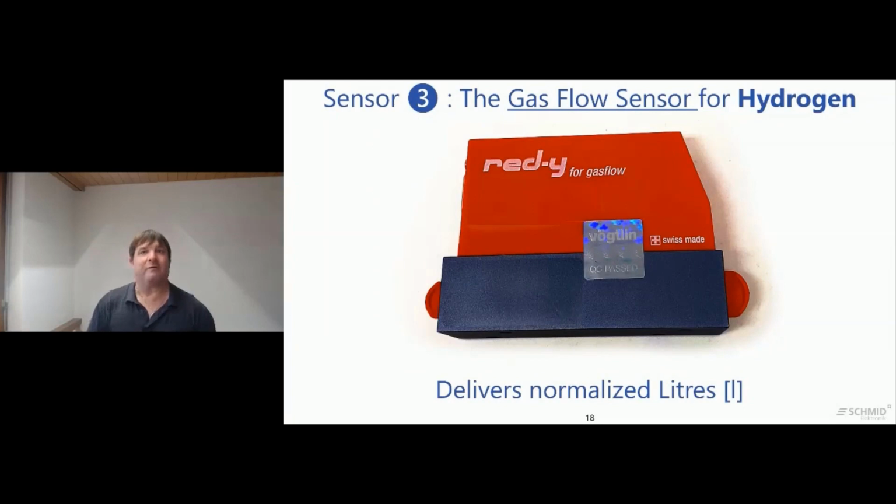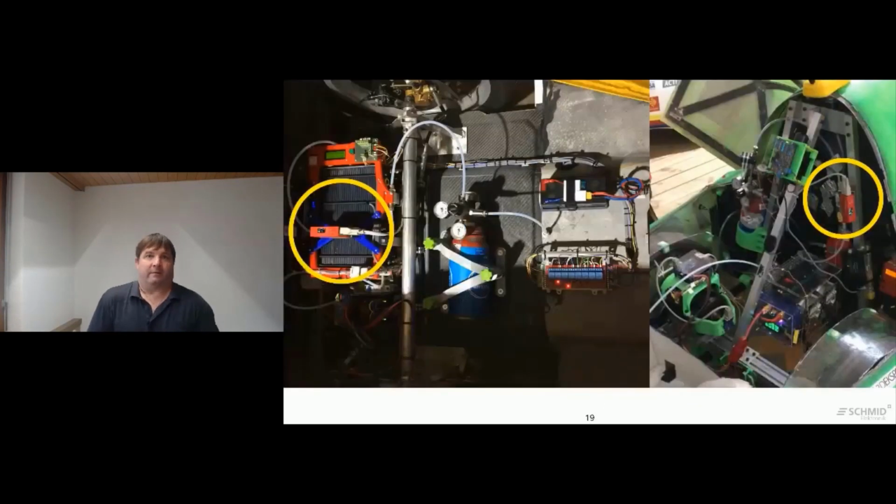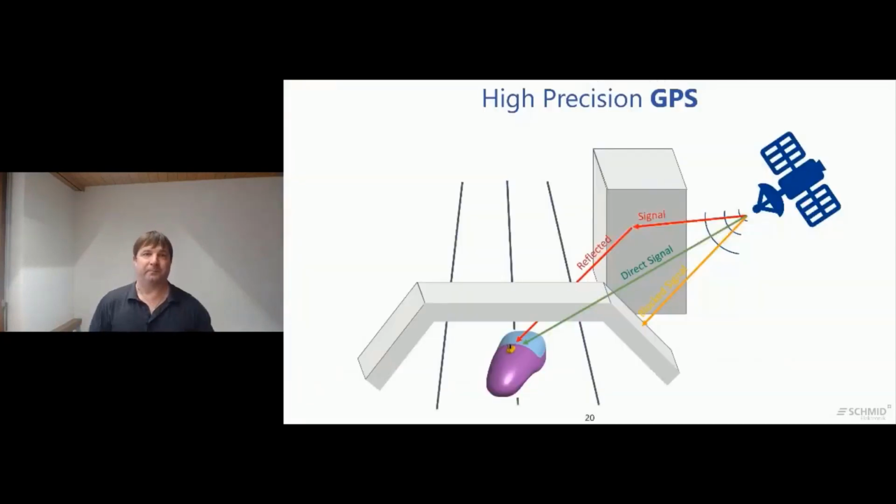And then we have the gas flow sensor used for hydrogen to see how many normalized liters the fuel cell is consuming. This is again installed in the engine compartment and connected to the embedded system. And now we have three sensors depending on the energy type being used. Last but not least, GPS.